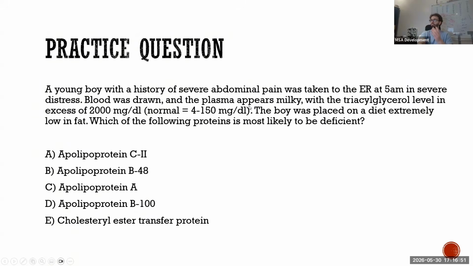Okay, we're talking about a boy that was placed on a diet extremely low in fat, when basically the boy has severe, let's say, milky appearance in the serum, and triacylglycerol levels increased. The deficiency of the condition that we're talking about here is ApoC2. This is type 1 hyperlipidemia, hyperchylomicronemia, which is caused by a deficiency of apoprotein C2, leading to inability to break down chylomicrons, which leads to a lot of triglycerides and a lot of milky appearances.